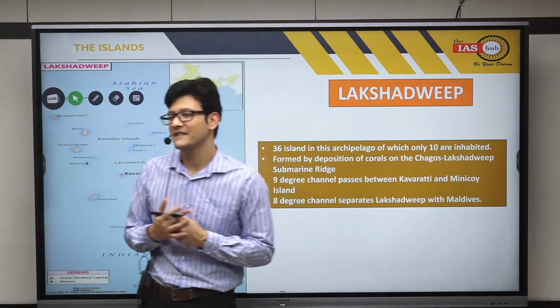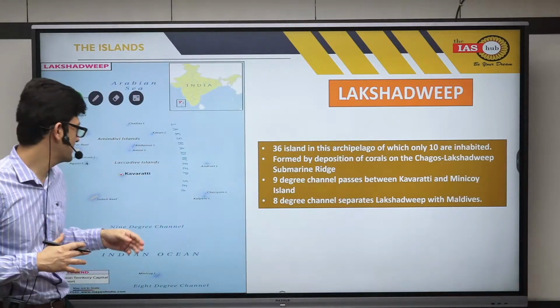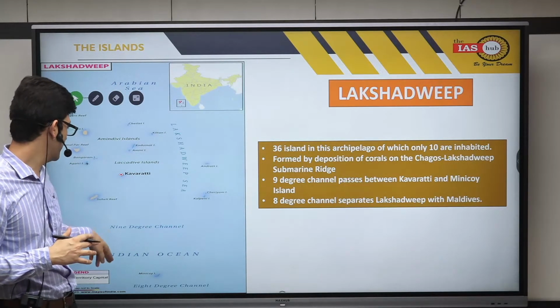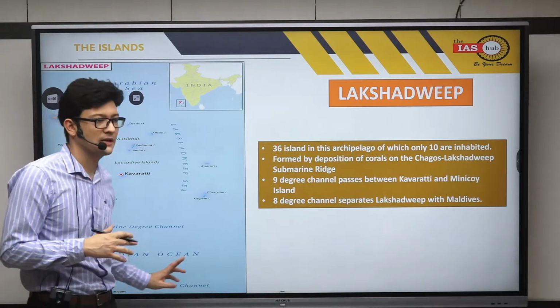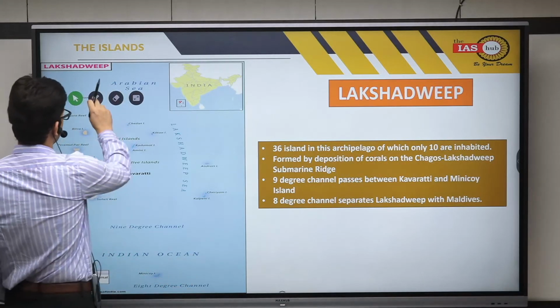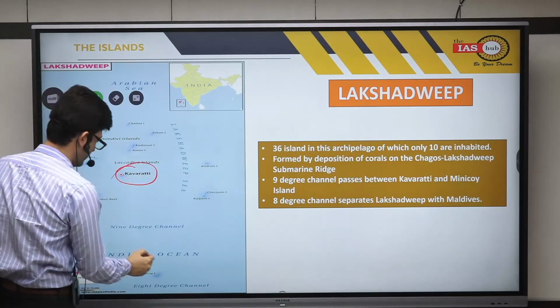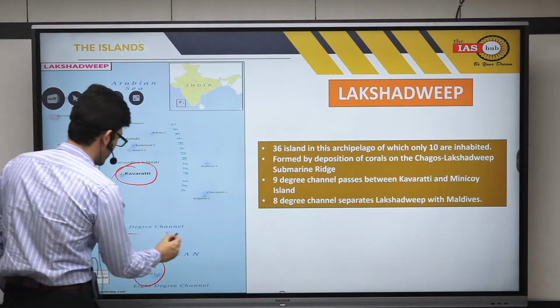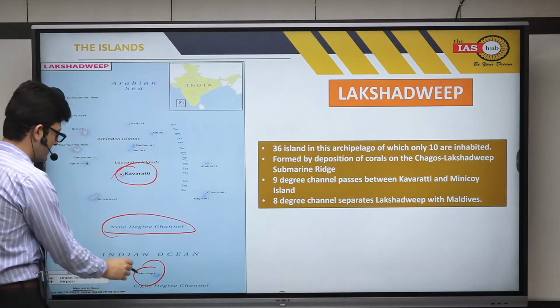There is a 9-degree channel which separates Kavaratti, the headquarters of the Lakshadweep, from Minicoy Island, which is the southernmost island of the Lakshadweep island group. So Minicoy Island you will find over here on the southernmost side, and the 9-degree channel separates Kavaratti Island from Minicoy Island.